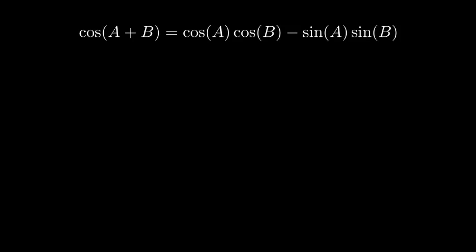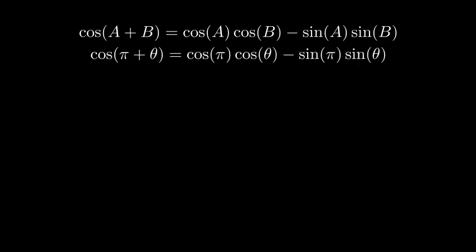We can also prove this algebraically using the angle addition formula for cosine. The cosine of a plus b equals cosine a times cosine b minus sine a times sine b. Let's substitute a equals pi and b equals theta. We know that cosine of pi equals -1 and sine of pi equals 0.